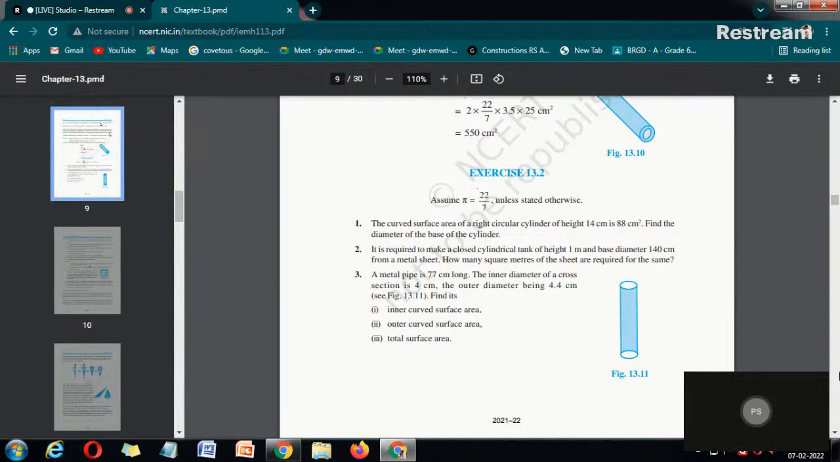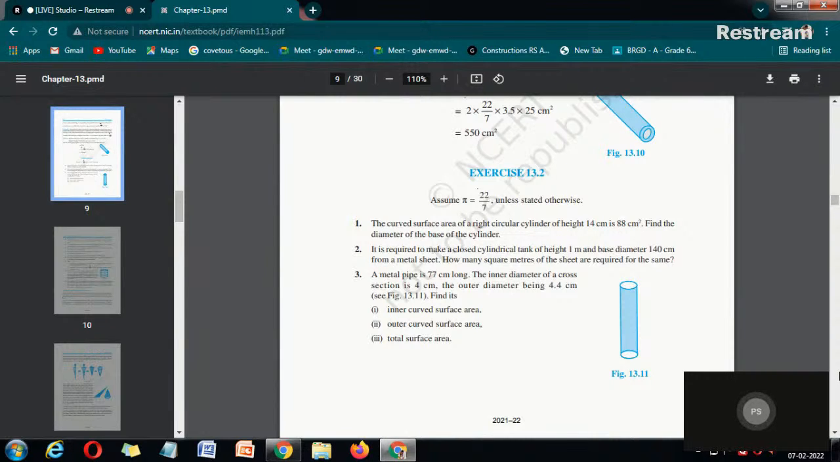Going with the second question, the outer curved surface area, same, 2 pi r h. 2 into 22 by 7 into, what is the outer? 4.4, right? So you can take 2.2. Then after that we will do 77, that is 10464.8 meters square. Going with the third one.